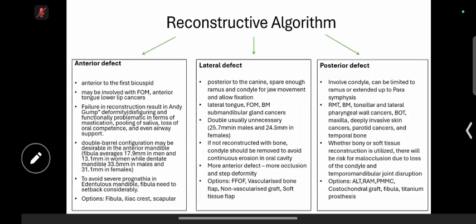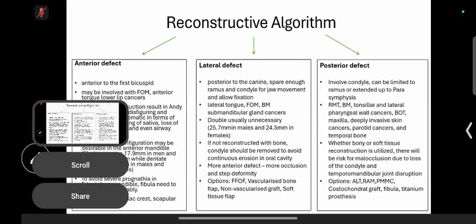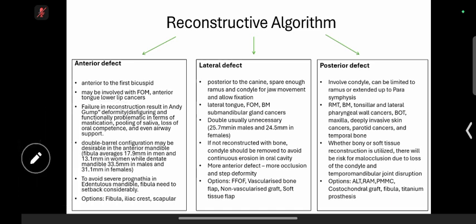Coming to the reconstruction algorithm, it is based on where the defect of the mandible is. It could be anterior, lateral, or posterior. If it is an anterior defect, it includes the area anterior to the first bicuspid and may involve the floor. This defect will be because of floor of the mouth, anterior tongue, or lower lip cancer.